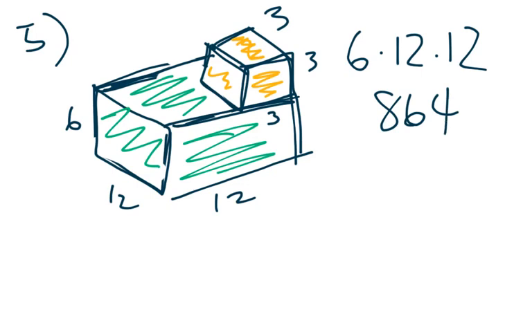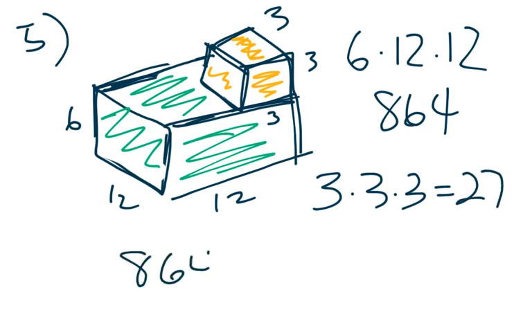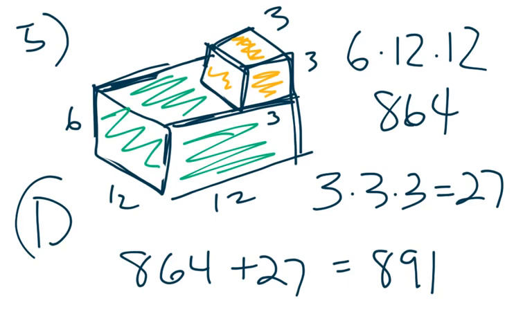Now we want to find the volume of the little cube, so that's 3 times 3 times 3, and that is 27. Now we can add them up. 864 plus 27 equals 891. And if we look at our possible answers, we get D. So D is the answer to number 5.